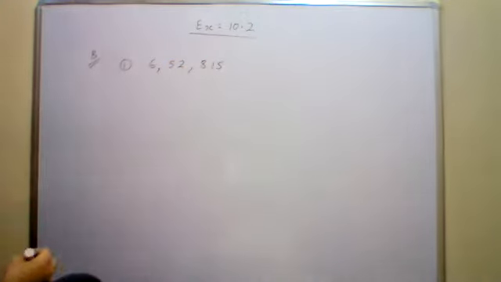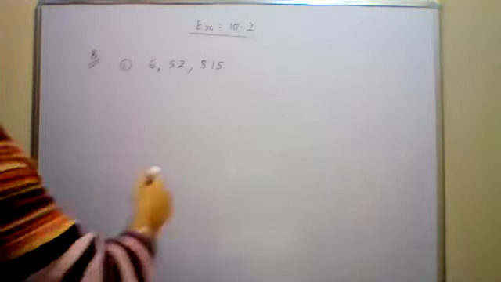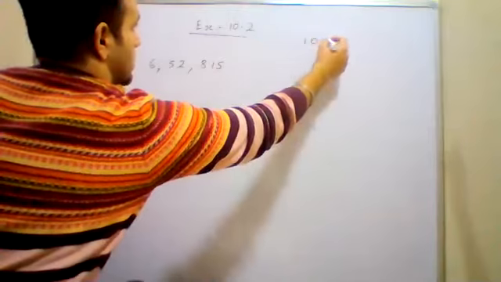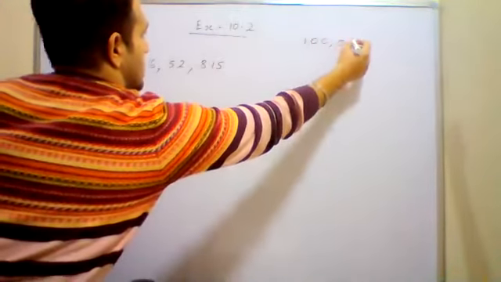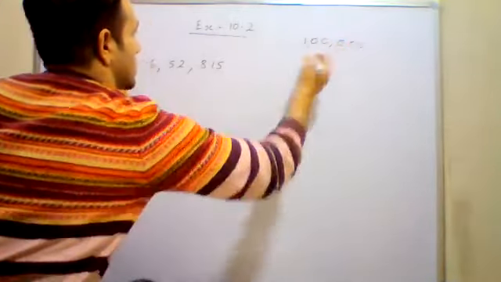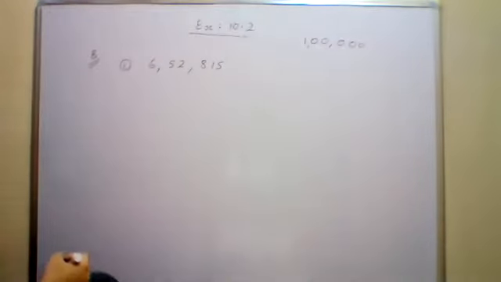6,52,815. This is the question. We have to round off to nearest 1 lakh. Round off to nearest 1 lakh. How many zeros are there in 1 lakh? 5 zeros. 1 lakh has 5 zeros.